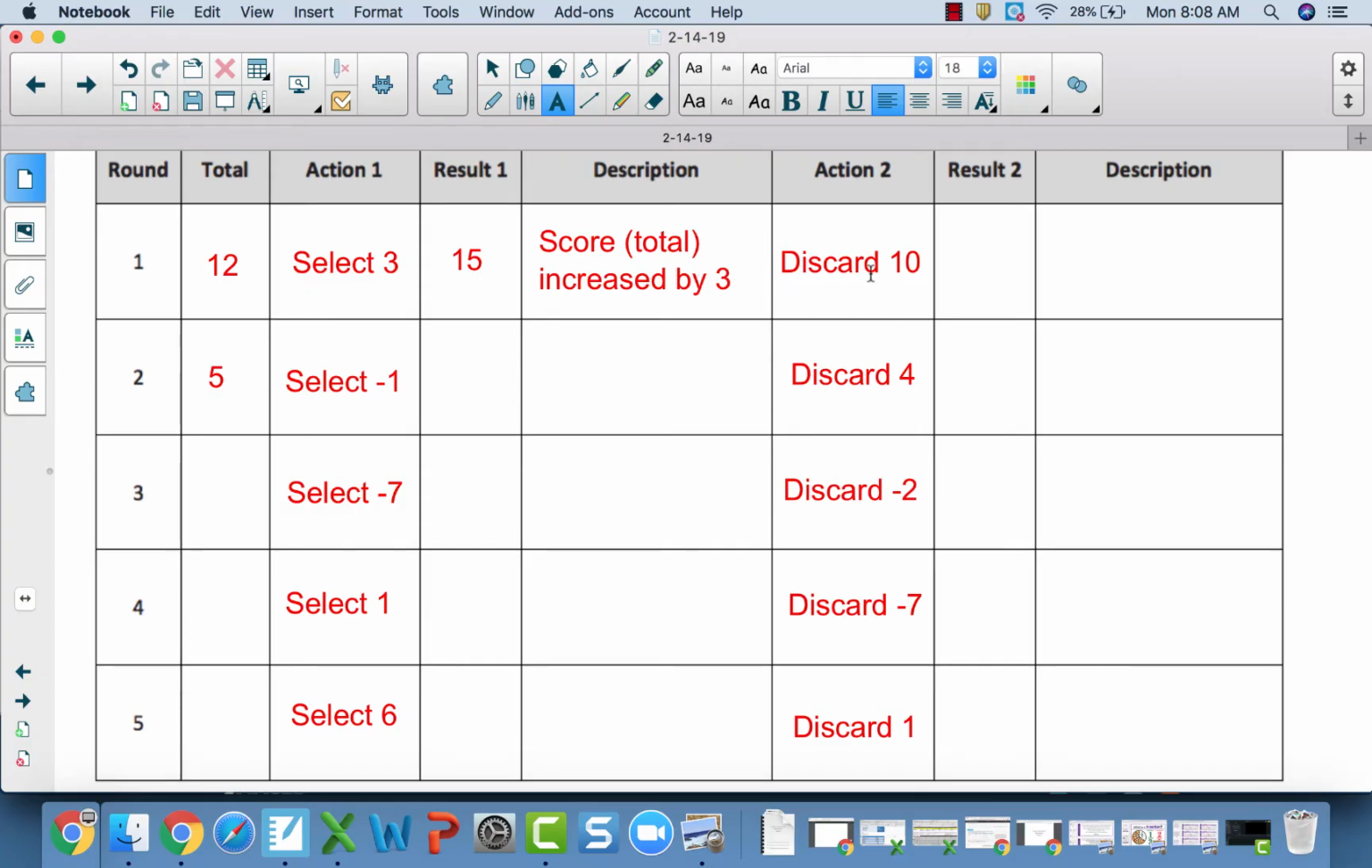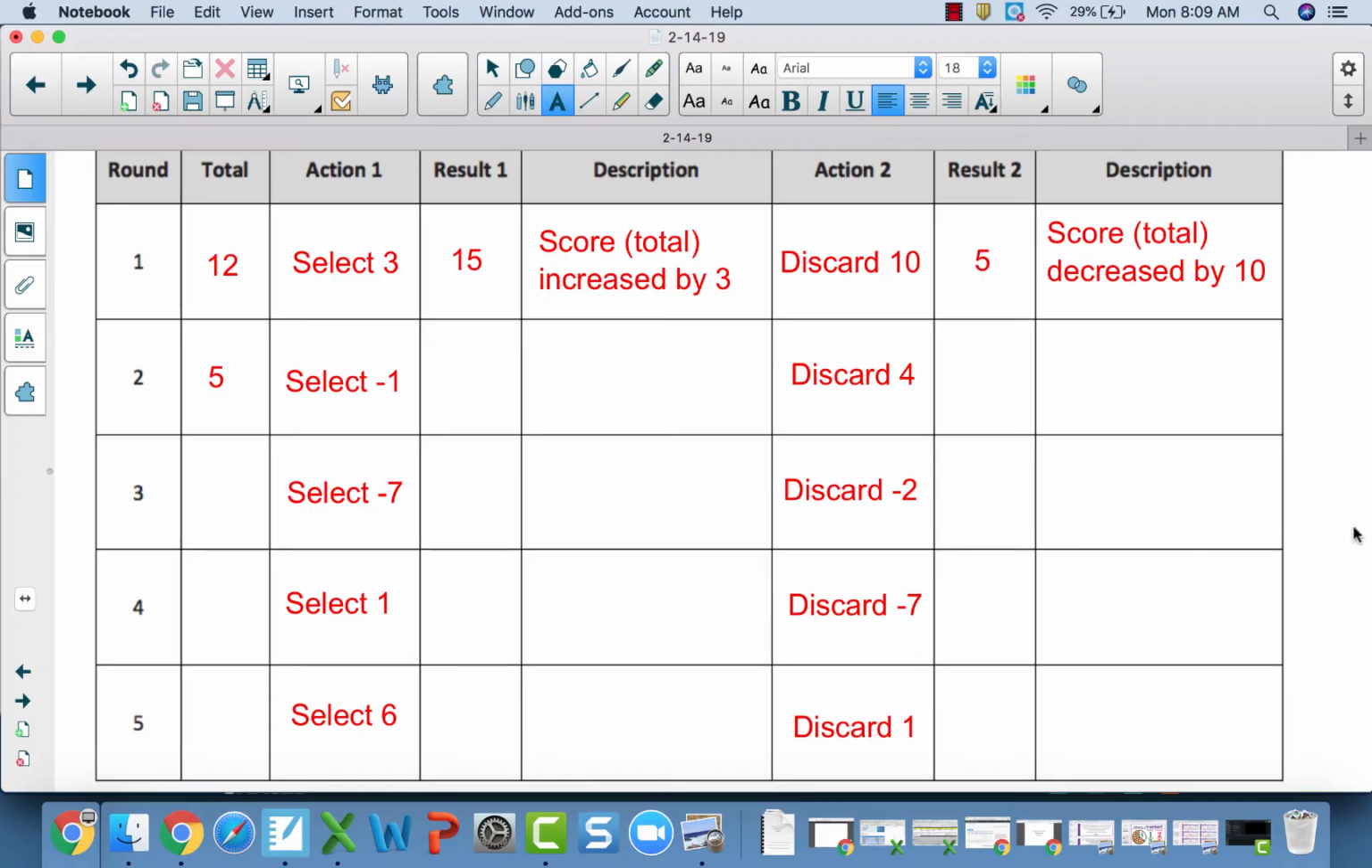Now, the second action will be given to you. We discarded 10. Okay, so if we are at 15, because our score increased by 3, and we discarded 10, now we are at 5, because 15 plus a negative 10 is 5. And then we are once again going to write what happened. Our score or our total decreased by 10 because we discarded 10. All right? Now, whatever your new result is goes here in your next round, and you keep going.